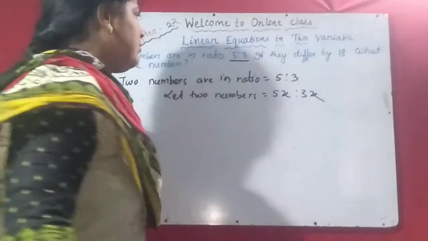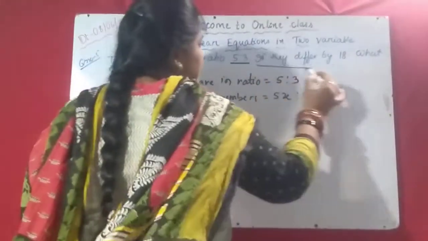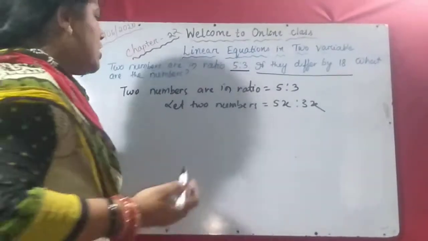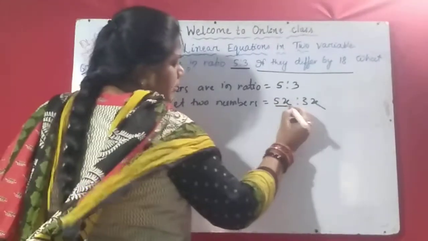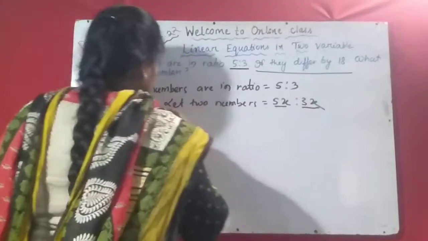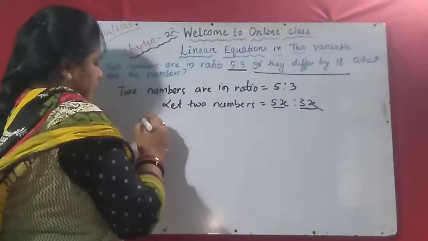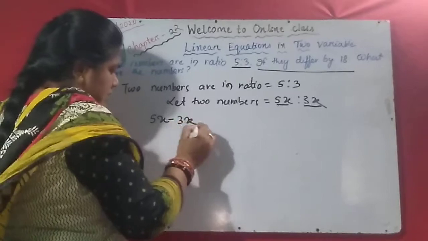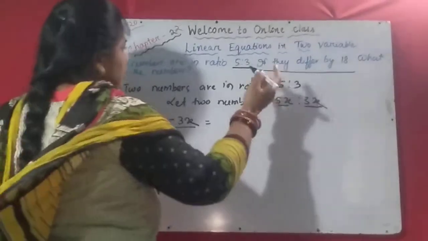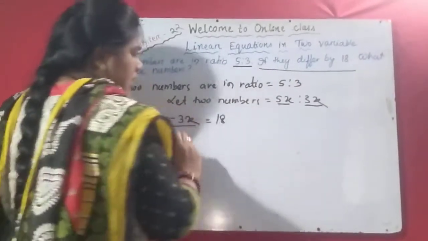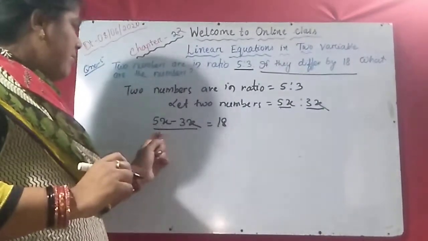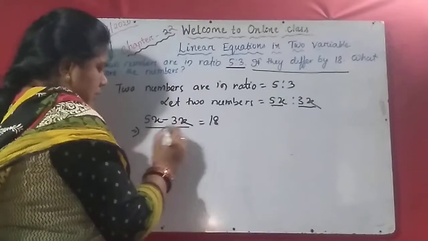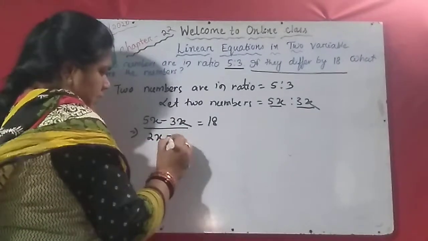So here it is given that they differ by 18. Differ means difference, subtraction. This is one number, this is another number. So if they differ, 5x minus 3x equals 18. Now you solve: 5x minus 3x equals 2x, equals 18.